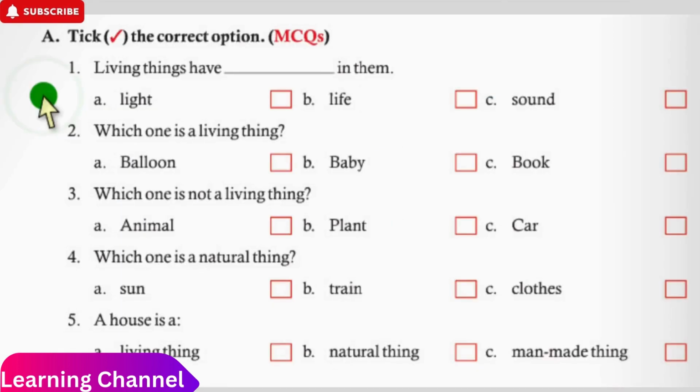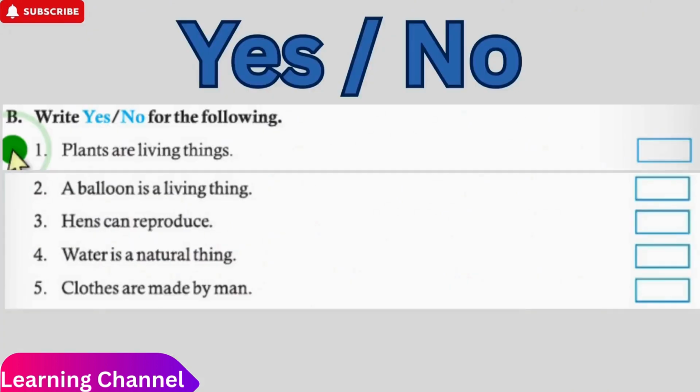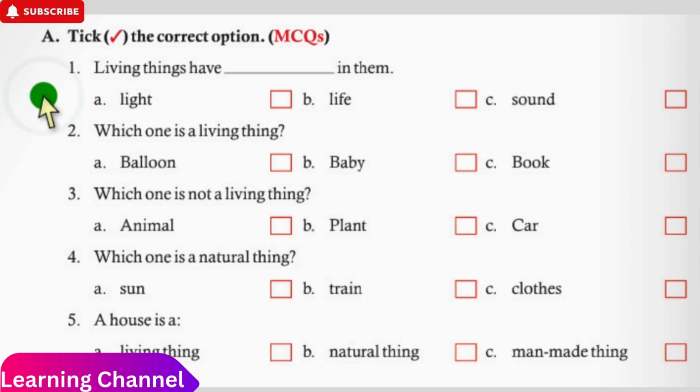I hope the concept of living and non-living things is clear now. So let's begin with the short questions. You have to tick the correct object according to the statement. Living things have dash in them. A. Light. B. Life. C. Sound. The answer is B. Life. Living things have life in them.